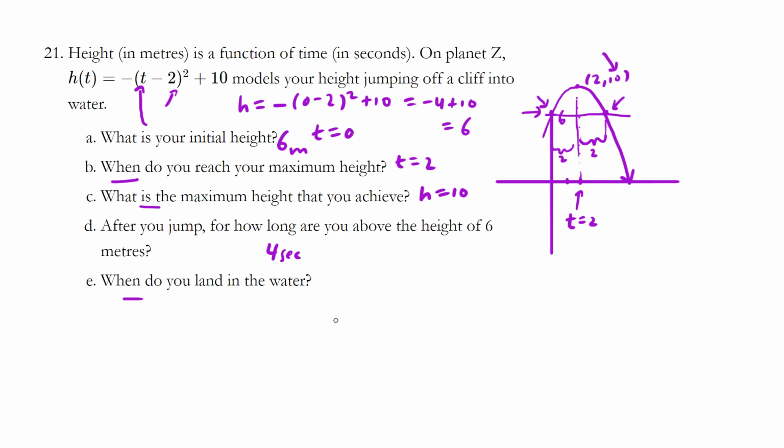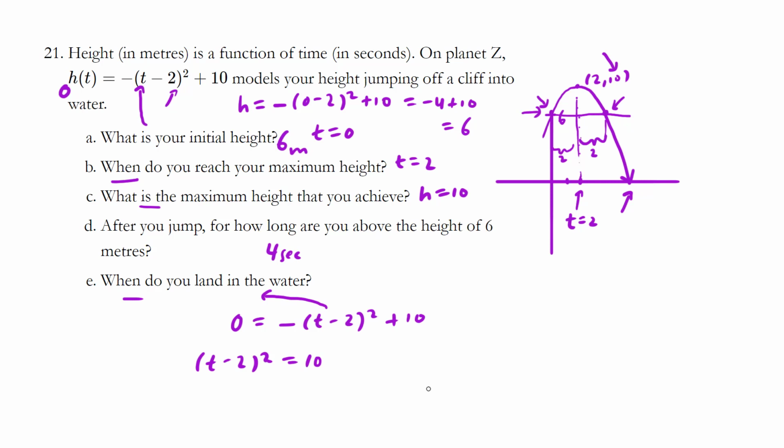When do you land in the water? The question is, find the x-intercept, find the root. We're not interested in negative time, we're interested in positive time. So one way of finding this, you could use the quadratic formula, you can try some other techniques as well, but we can simply set h equals 0. Set the height equals 0. 0 is equal to negative t minus 2 squared plus 10. This is already in completed square form, vertex form. We're going to throw this term over. We get t minus 2 squared equals 10.